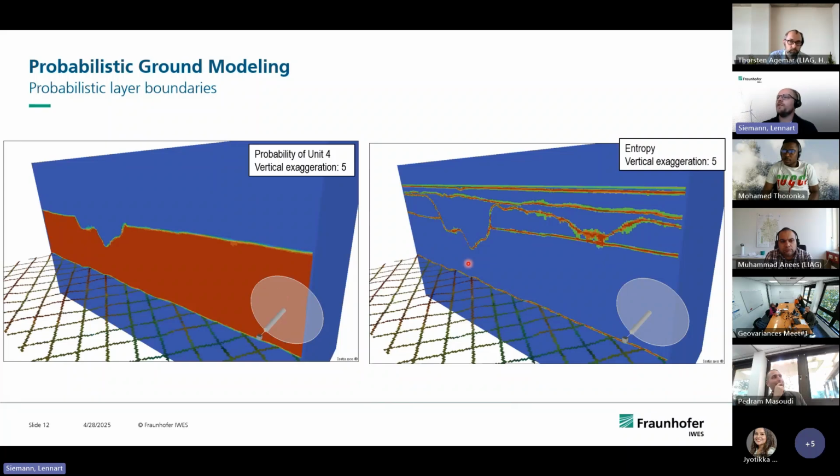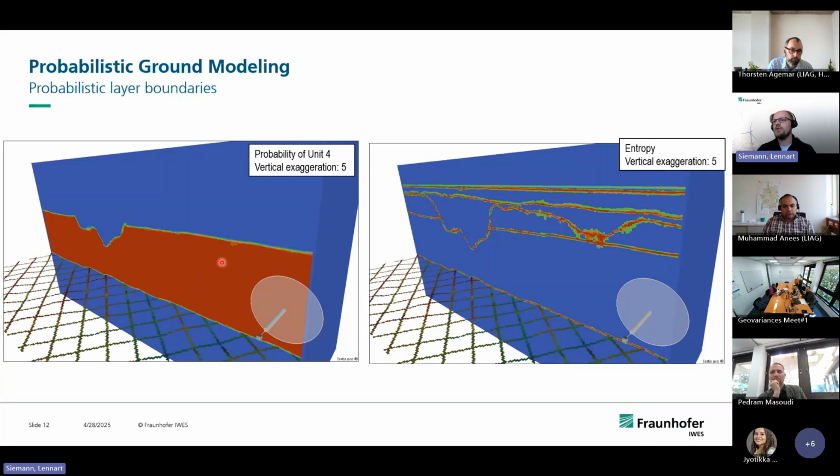And those are the same figures a bit larger. For the probability of the units, in this example it is unit 4. It's not very interesting, to be honest. You have a very high probability within this package that it's unit 4, which is quite clear, I would say. But you have decreasing probabilities at layer boundaries. Where it becomes interesting, I think, is with the entropy again, which gives you the combined uncertainty quantification of the model, with the different units visualized as one.